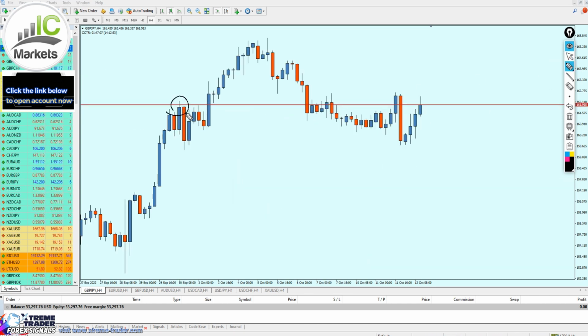This was a resistance, this was a resistance, then we had here a false breakout, meaning right now the market is on resistance number 1. Fantastic. So after confirming this on the 4-hour time frame, it's time now to move to the smaller time frame.